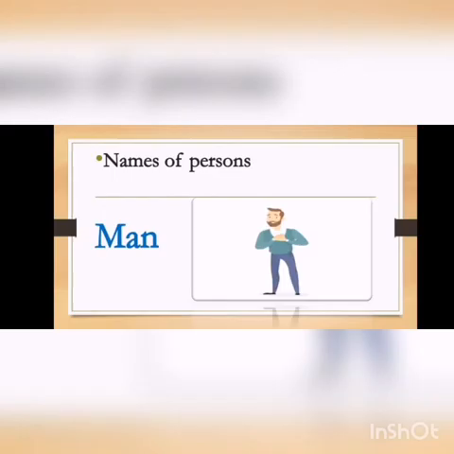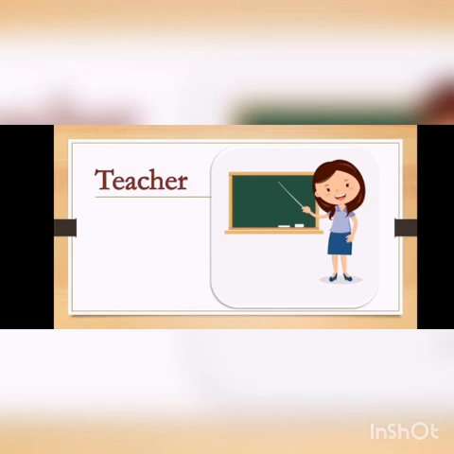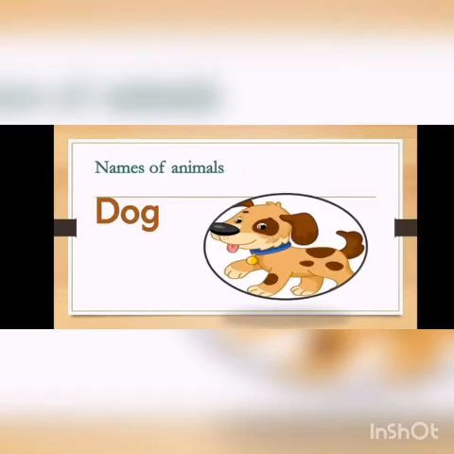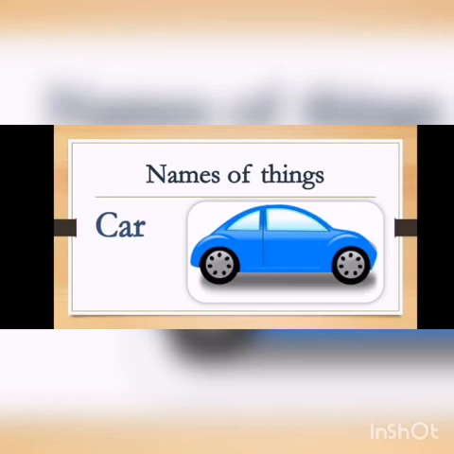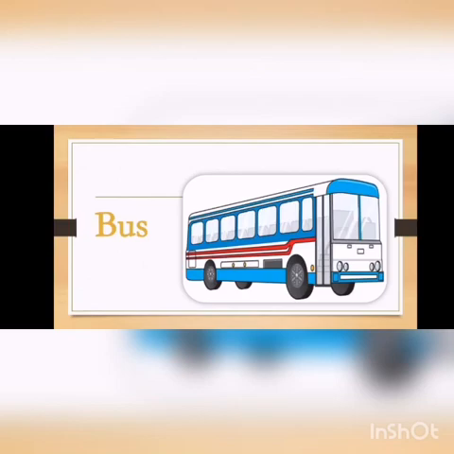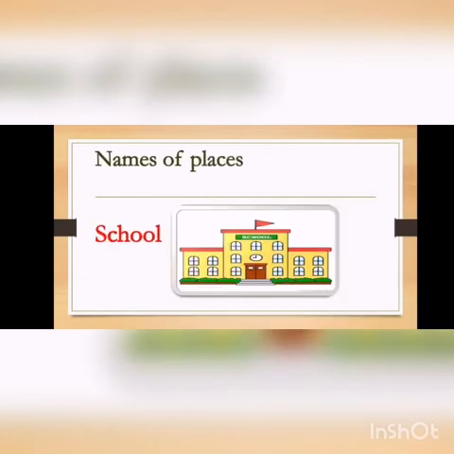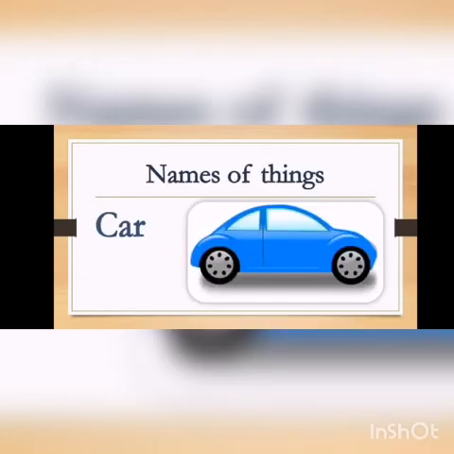Names of persons like Tom, Eddie, Len, Oscar, teacher, doctor, or you. Names of animals like a dog, a zebra, a giraffe, a lion. Names of things like car, duck, bus, chair, window, class. So, a noun is a naming word used for a person, a place, an animal, or a thing.